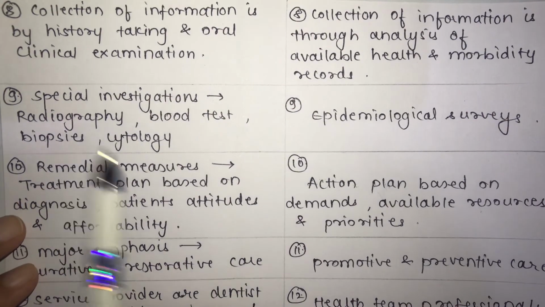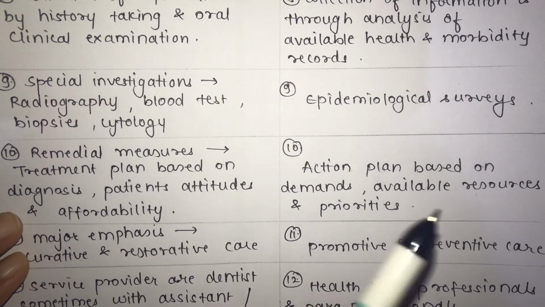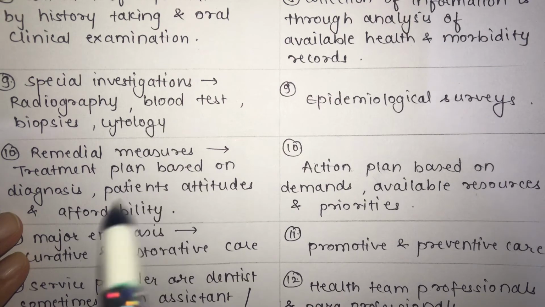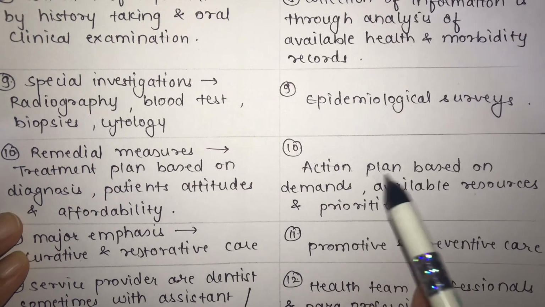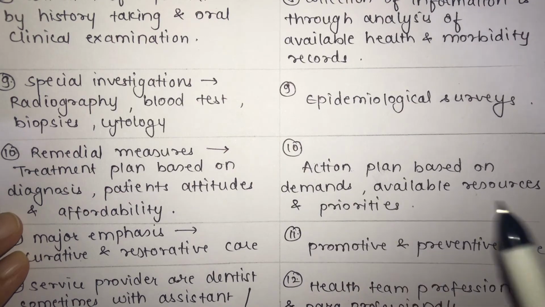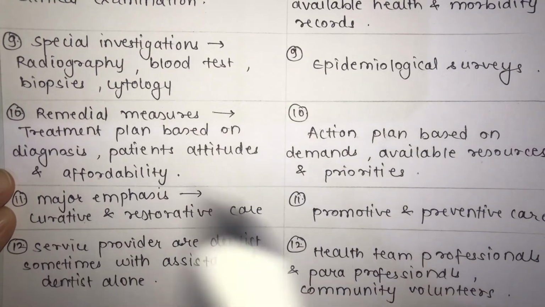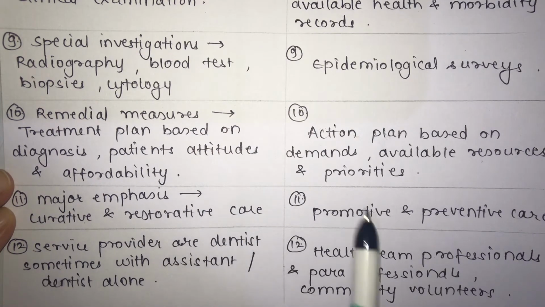Then the measures for treatment. The treatment plan is based on the diagnosis, patient attitude and affordability. So it depends upon the diagnosis and how much the patient can afford. But over here the treatment measures, the action plan, are based on the demands, available resources and priorities. So this is the difference between the treatment measures. Over here the major emphasis is on the curative and restorative, and over here it is preventive and promotive care.